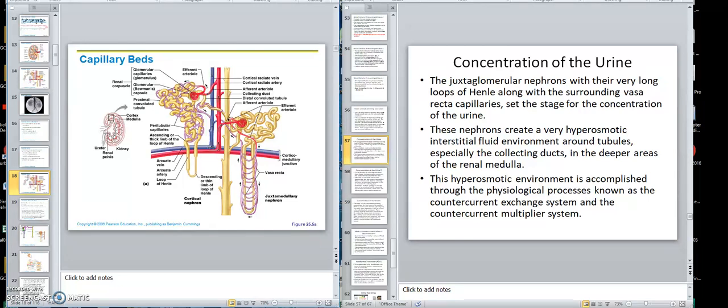Okay, class, what we're talking about now is concentration of the urine. How do we concentrate the urine? So this is what we're looking at now. The juxtaglomerular nephrons with their very long loops. Now remember, the juxtaglomerular nephrons were located down deep, right at the edge of the cortex with the medulla, along with the vasa recta, those straight vessels. They are capillaries. They set the stage for concentration of the urine. So that's what does it.